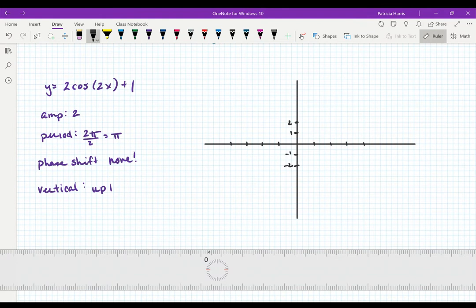Okay, so since my period is pi, the last tick mark will be pi, negative pi, then pi over 4, pi over 2, 3 pi over 4. And then we'll do the negative side. Okay, so I'm just going to graph cosine with the changed amplitude and the period change. I'm not going to move it up 1. Okay, so I'm actually going to be drawing 2 graphs.